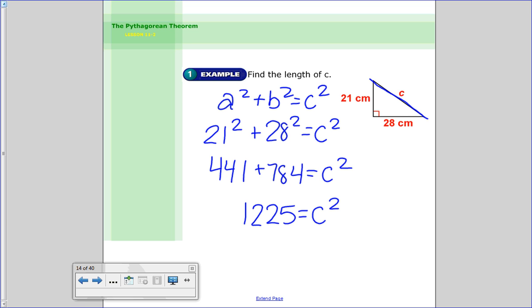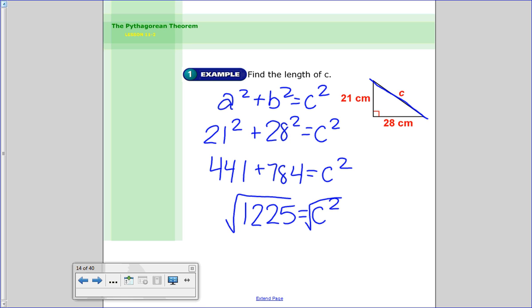But we don't want the square. We just want C. So what is the opposite of squaring something that we just learned in 11-1? Is that possibly square roots? And yes, it is. So what you can end up doing is square rooting both sides.